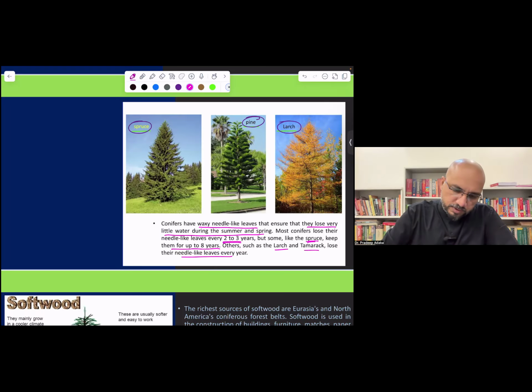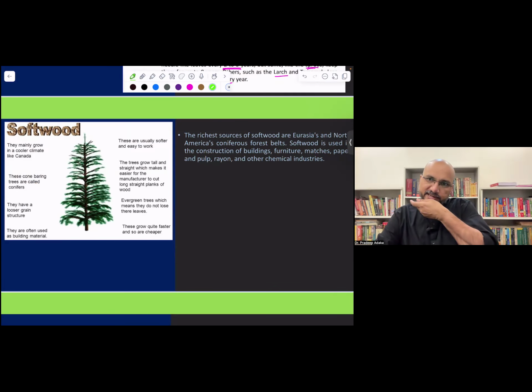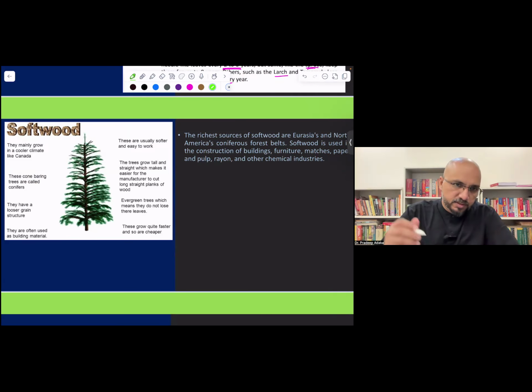Now, these softwood trees are economically very important. Logging, so they are very important wood species. In Canada, Scandinavian countries, and European countries, logging is one of the main businesses. Softwood trees are mainly logged for commercial purposes. The richest source of softwood is Eurasia's and North America's coniferous forest belt.